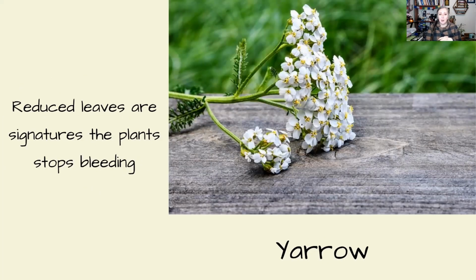Okay, yarrow. So we're going to look at the leaf of the yarrow plant. If you kind of see that, the leaf is almost reduced to just little veins, right? It's not one full piece like the ginkgo leaf was. So what this is a signature for is that it stops bleeding, especially bleeding from the fine blood vessels. All right. And it does work.